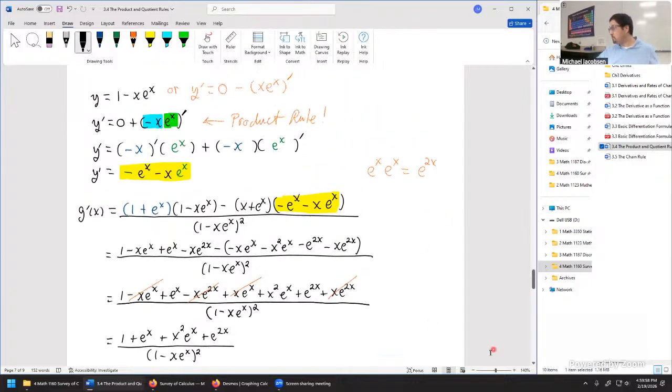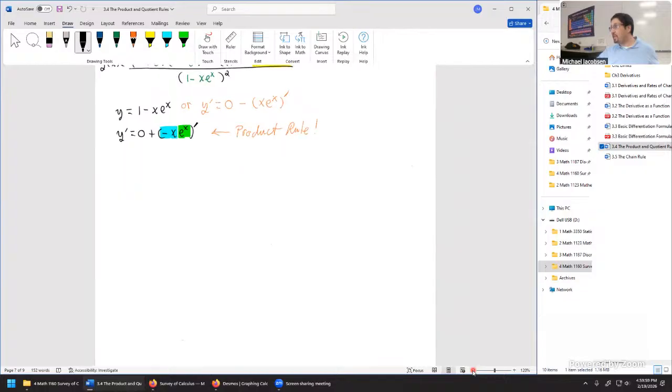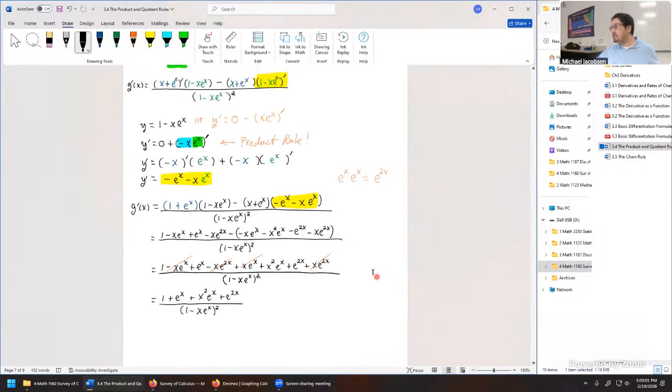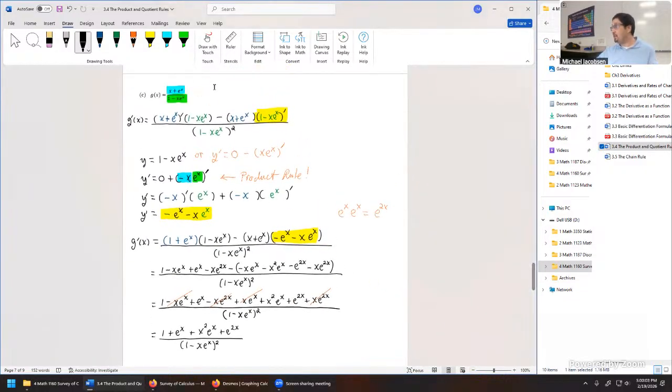So we did it, folks. This is the derivative of that original function g of x, which is way up here now. And this is like the worst-case scenario as far as derivatives would be for a homework problem.